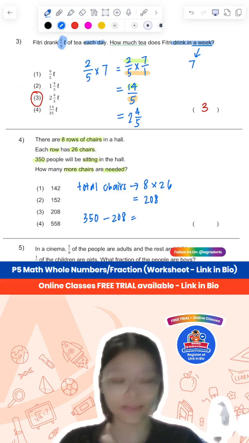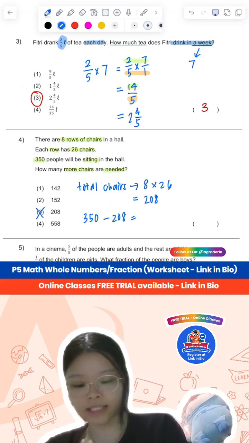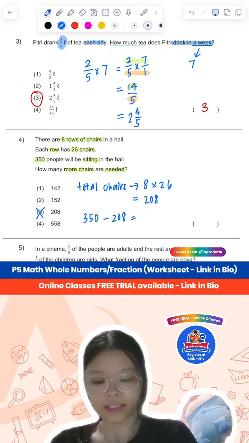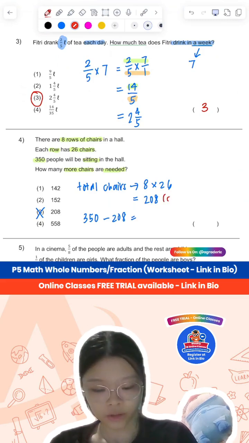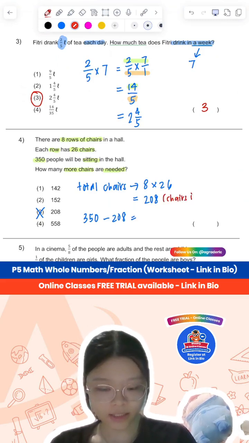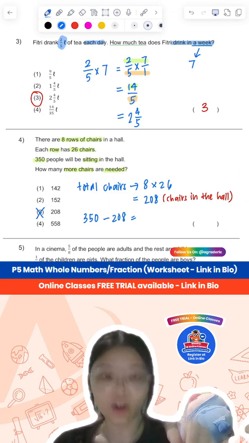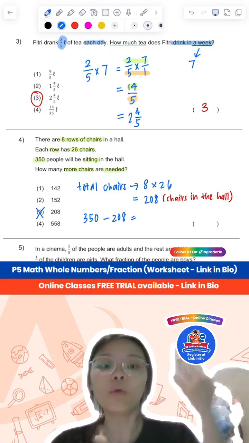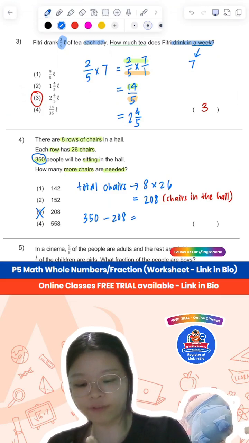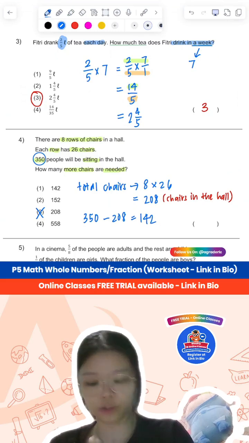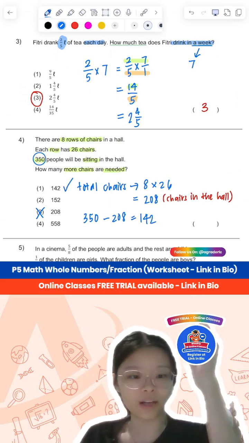Option 1. Okay, option 3 is not the answer. You have to be careful. Option 3, 208, is the chairs in the hall. The question is not asking for chairs in the hall. The question is asking how many more chairs do you need so that you can fit 350 people. So we subtract and we get 142. So those who were spamming 1 just now, very good.